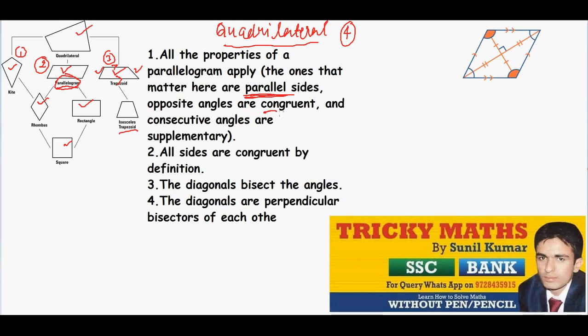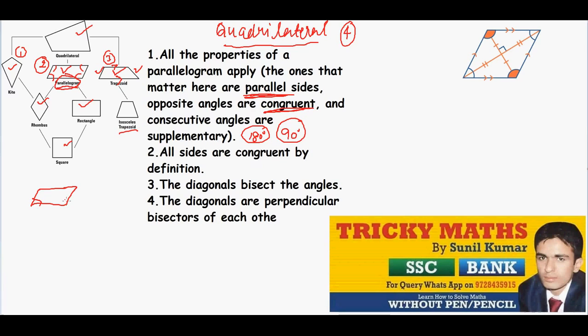Opposite angles are congruent, which means equal. In a parallelogram, opposite angles are equal. And consecutive angles are supplementary. Supplementary angles are angles whose sum is 180 degrees. If the sum of two angles is 90 degrees, they are called complementary. Okay, that means this is a parallelogram.